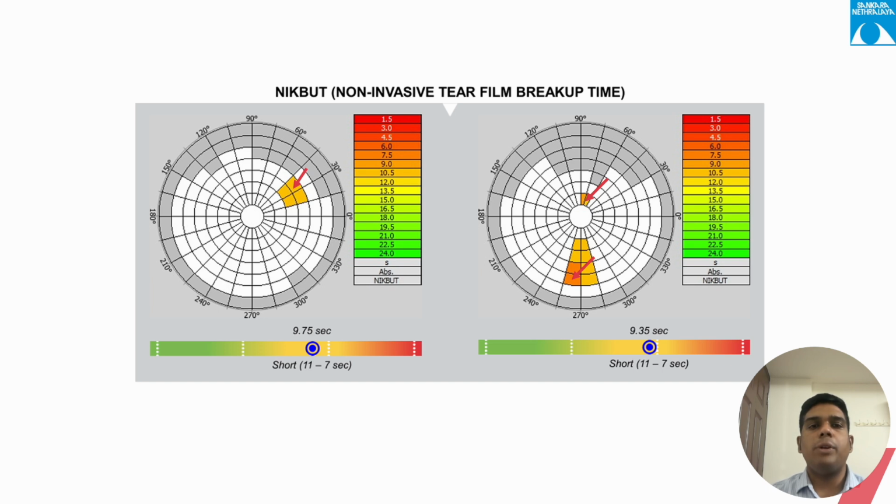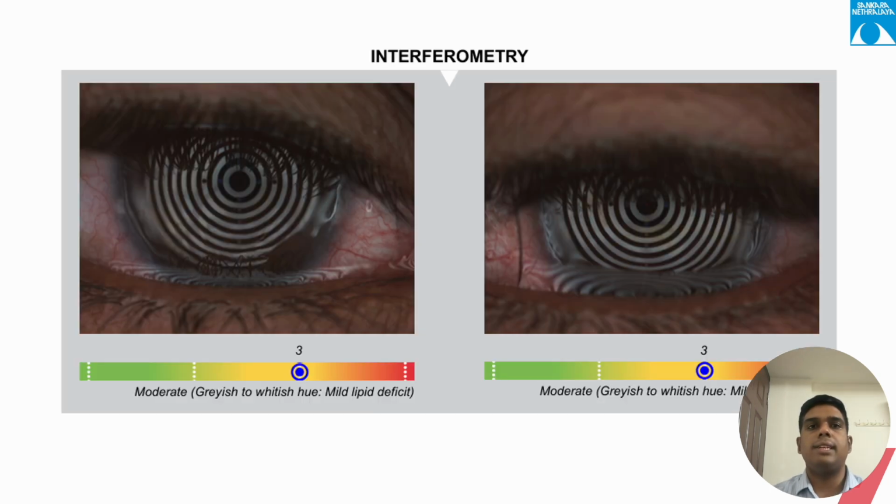The first NIKBUT and the area of breakup is around 9 seconds, and the average NIKBUT for the right eye is around 9.75 seconds. Similarly, in the left eye, first NIKBUT is 7.5 seconds, and the average is around 9.35 seconds. Reduced. And then the interferometry grading. The lipid layer pattern here is graded as moderate. The interference pattern lacks the dense color bands expected in a healthy lipid layer.